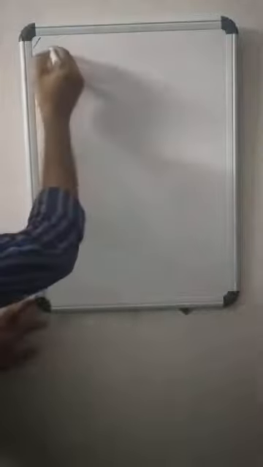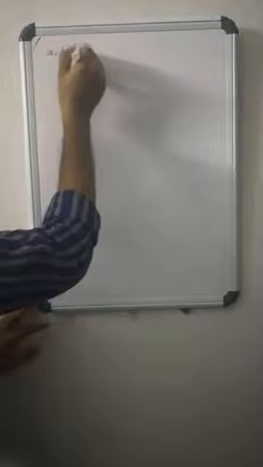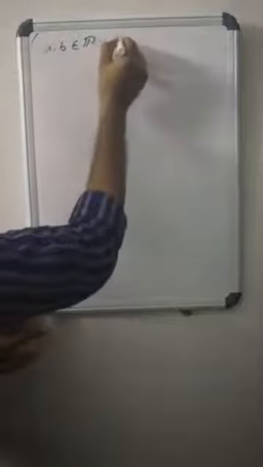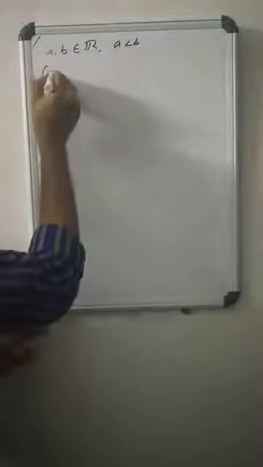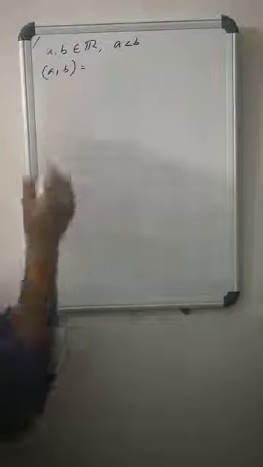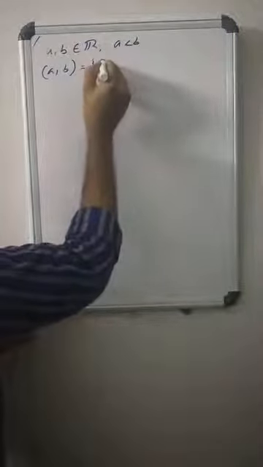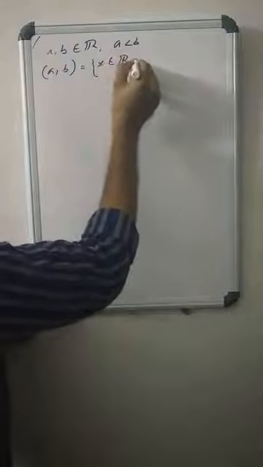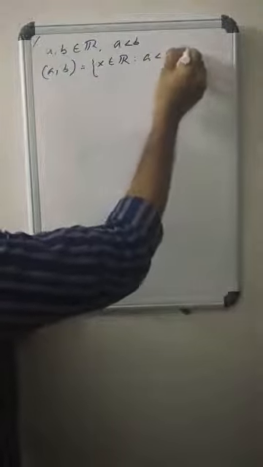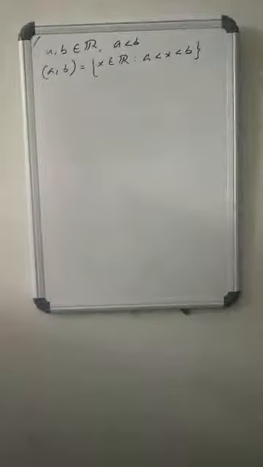So, what is an open interval? If A and B are any two reals such that A is less than B, then the open interval (A, B) is defined as the set of all x in R such that A < x < B. So this is the open interval (A, B). A and B are the endpoints.